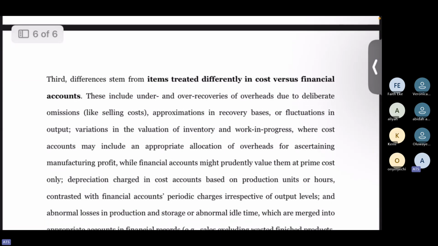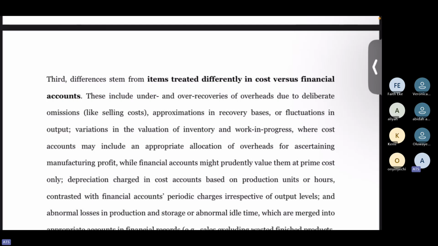Now, another set of items are items that are treated differently in cost and financial accounting. Take for instance, the recording of inventory. They are both treated under financial and cost accounting. But financial accounting strictly follows IFRS standards. So you do not record something higher than its value. So in most cases, it's usually recorded at its realizable value, right? The lower of realizable value or cost. So you look at all of that, you value all of that when you're using financial accounts.